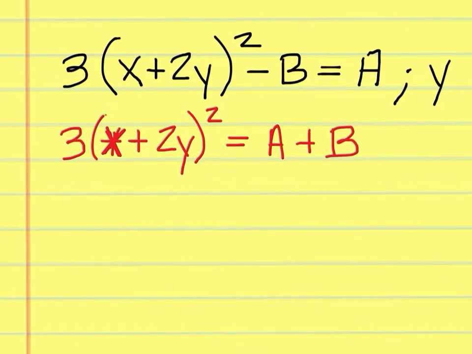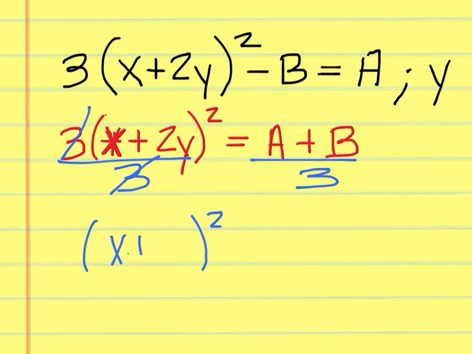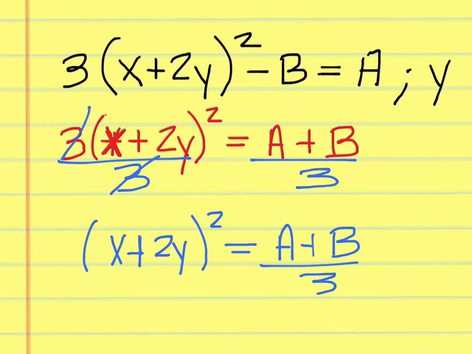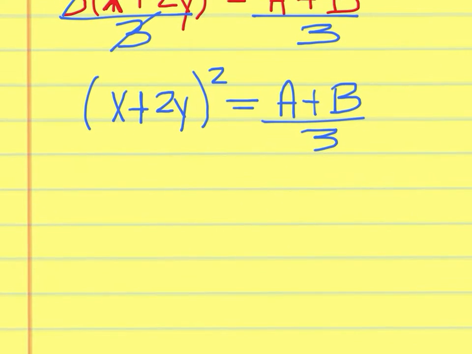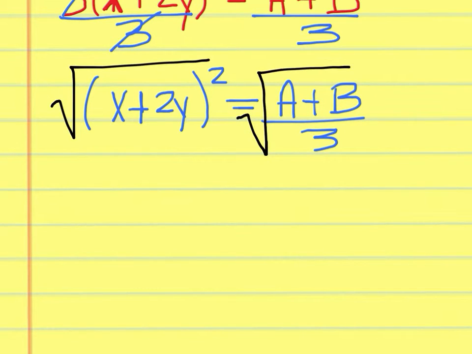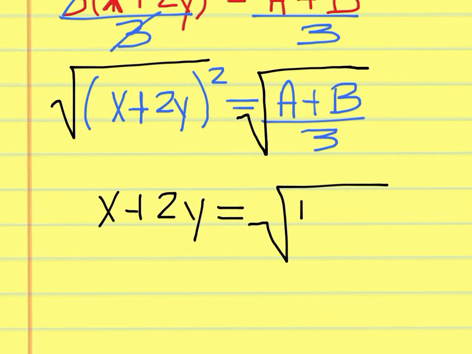Let's get rid of this 3 by dividing both sides by 3. When we do that, the 3's cancel out, and you're left with the quantity squared of x plus 2y. And on the right, a plus b over 3. Now let's undo the square on the left by finding the square root, and let's do that on the right as well, leaving us with x plus 2y equals the square root of (a plus b over 3).